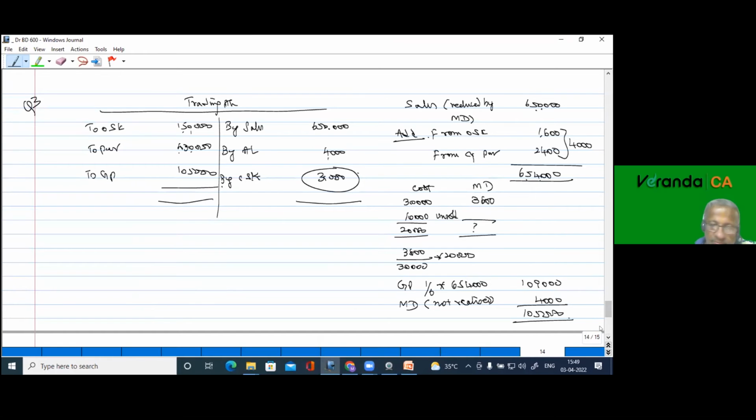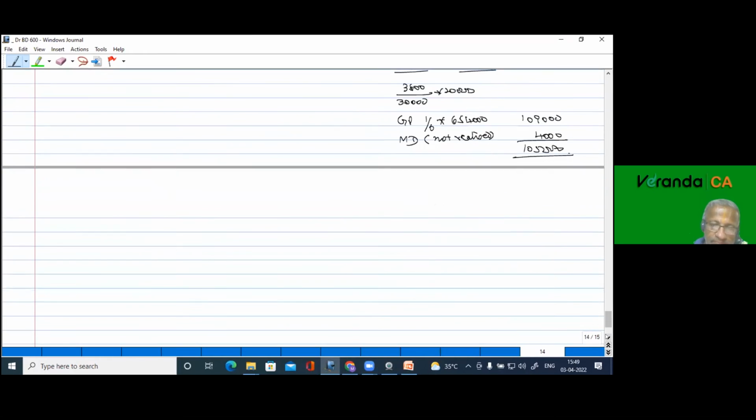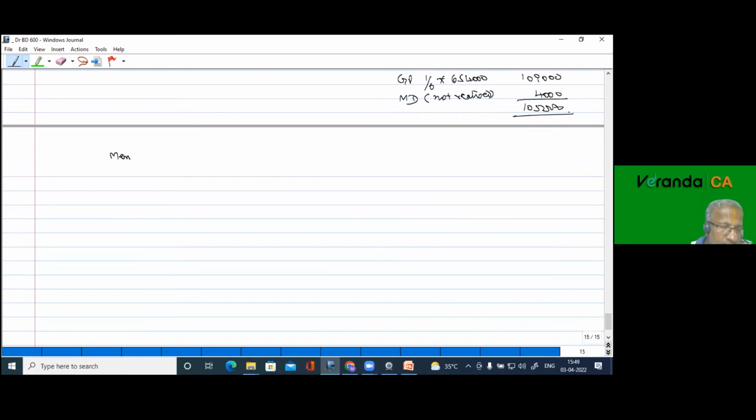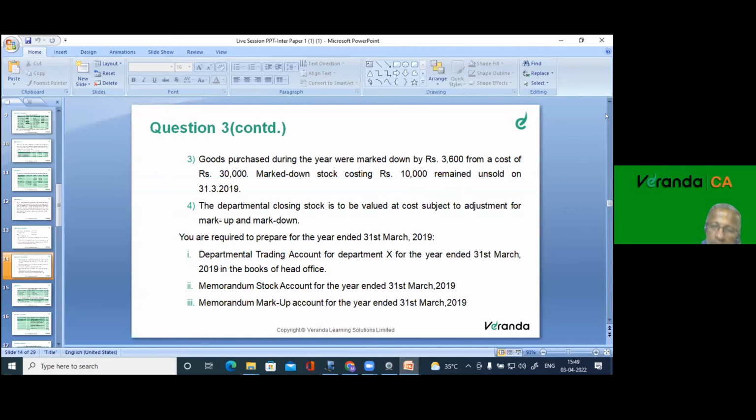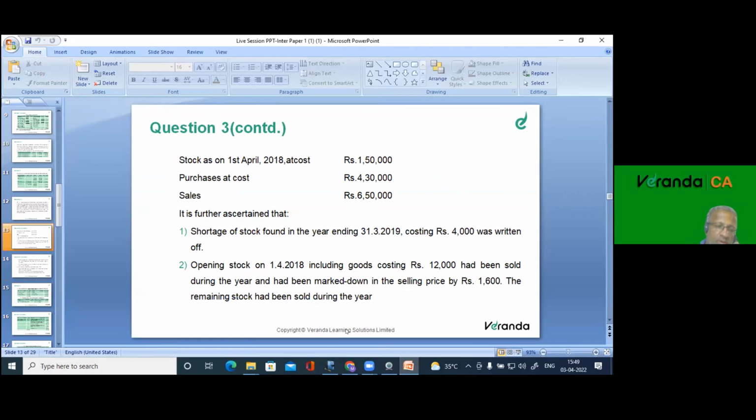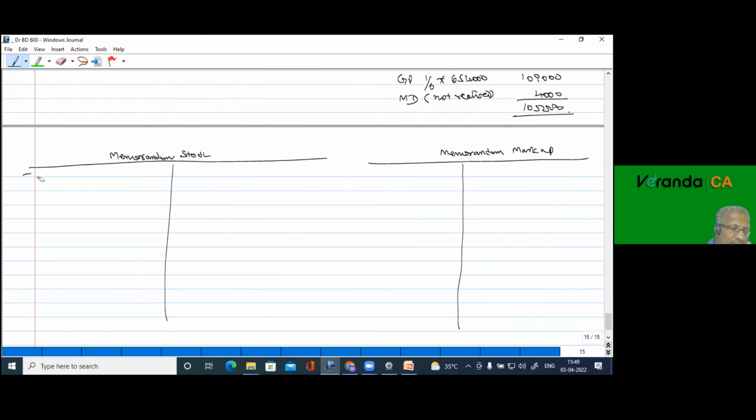So now let me just take up memorandum stock account, memorandum markup. So to balance per account, opening stock. How much is the opening stock? 1,50,000. See, I would like to develop it in this fashion.